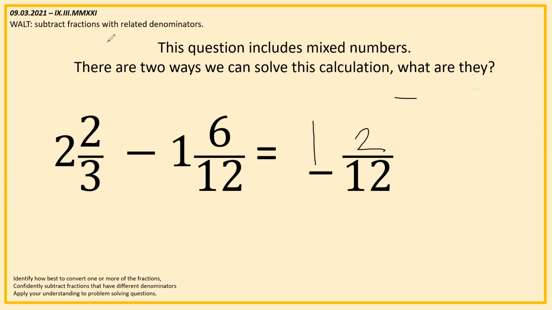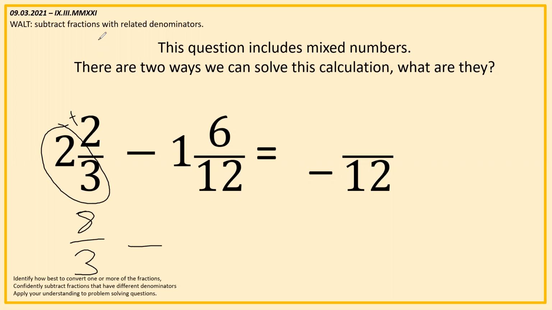Now the other way you could calculate this is by changing it into improper fractions. So if I convert this, so 2 times 3 is 6, plus my numerator is 8. So 8 over 3 minus, we've got 1 times 12 is 12, plus 6 is 18. So then we've got 18 over 12.